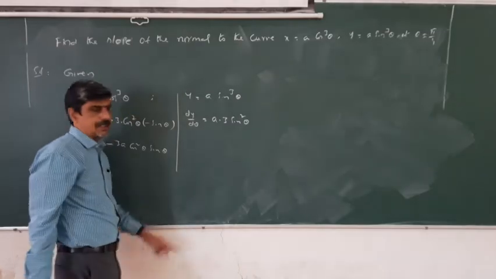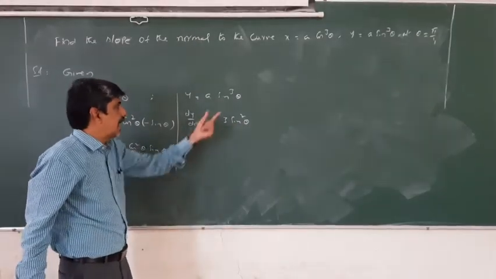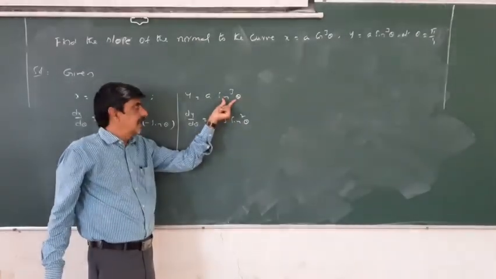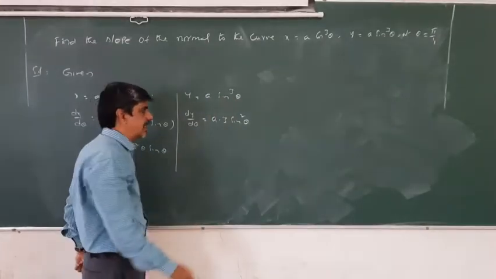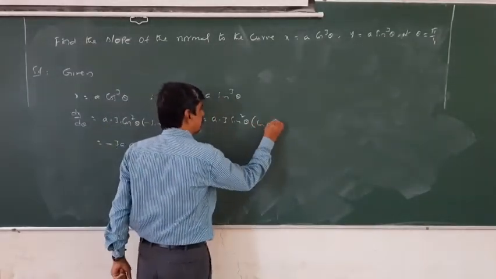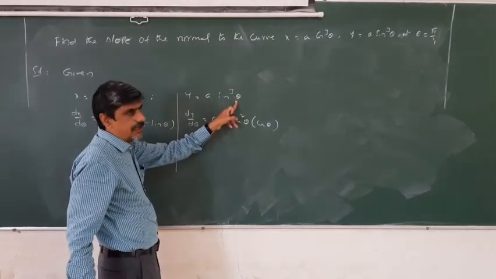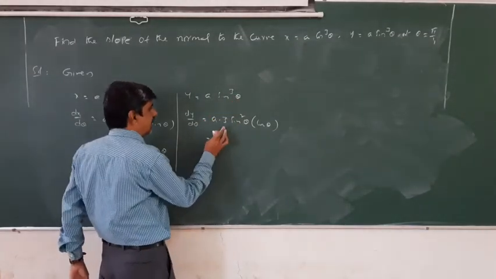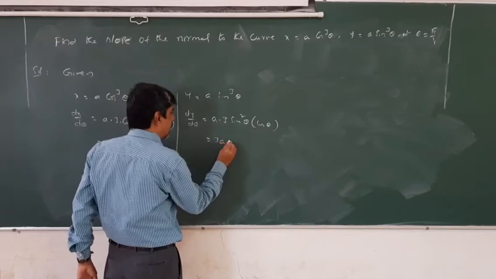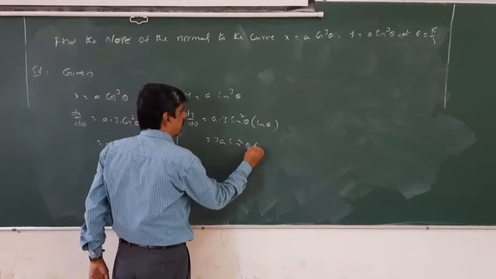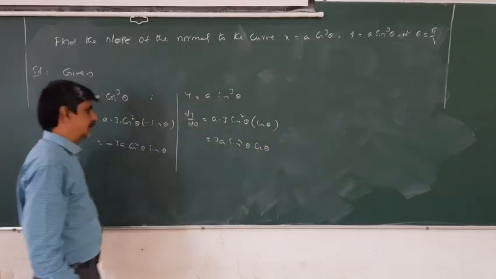Sin theta whole square is nothing but sin square theta. Then d by d theta of sin theta is cos theta, and d by d theta of theta is 1. So dy by d theta equals 3a sin square theta into cos theta.